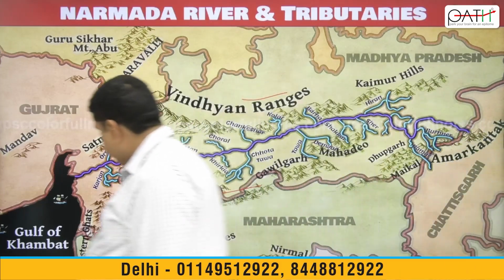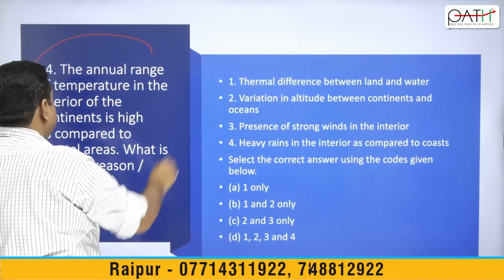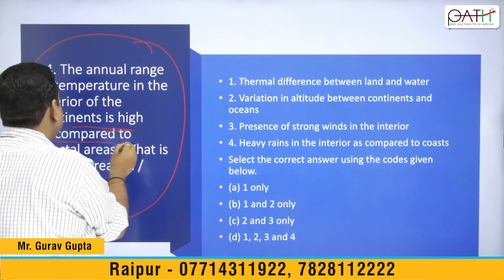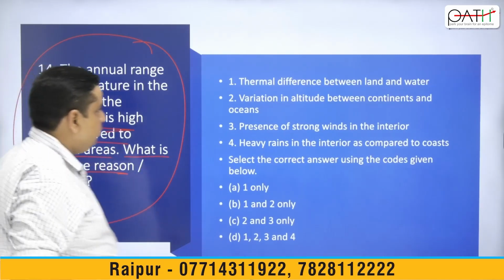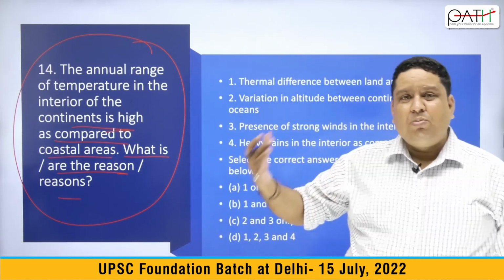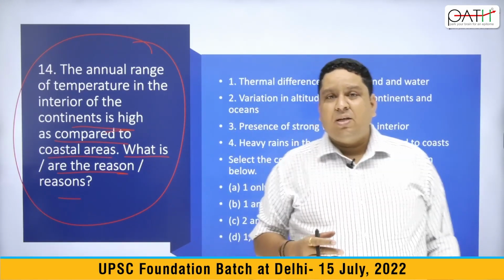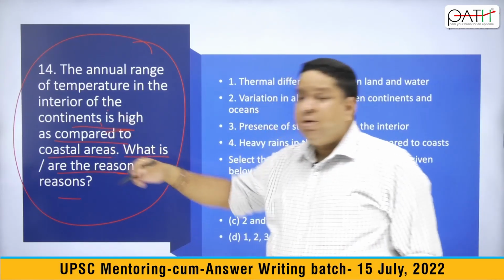Next, the annual range of temperature in the interior of the continent is high as compared to coastal areas. What are the reasons? Annual range of temperature means the difference between maximum temperature and minimum temperature, which is very high in interiors of the continent as compared to the coastal regions.